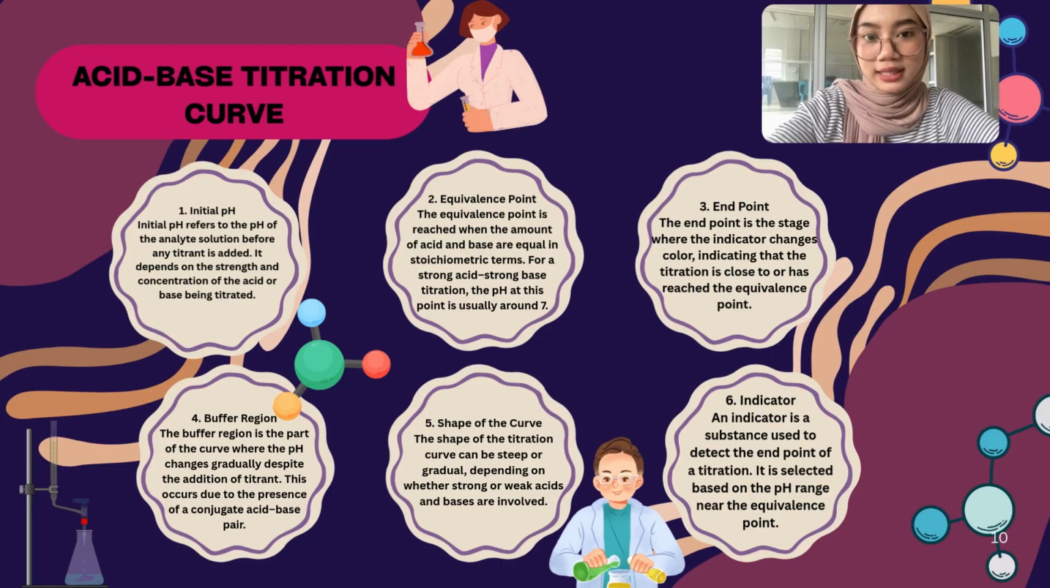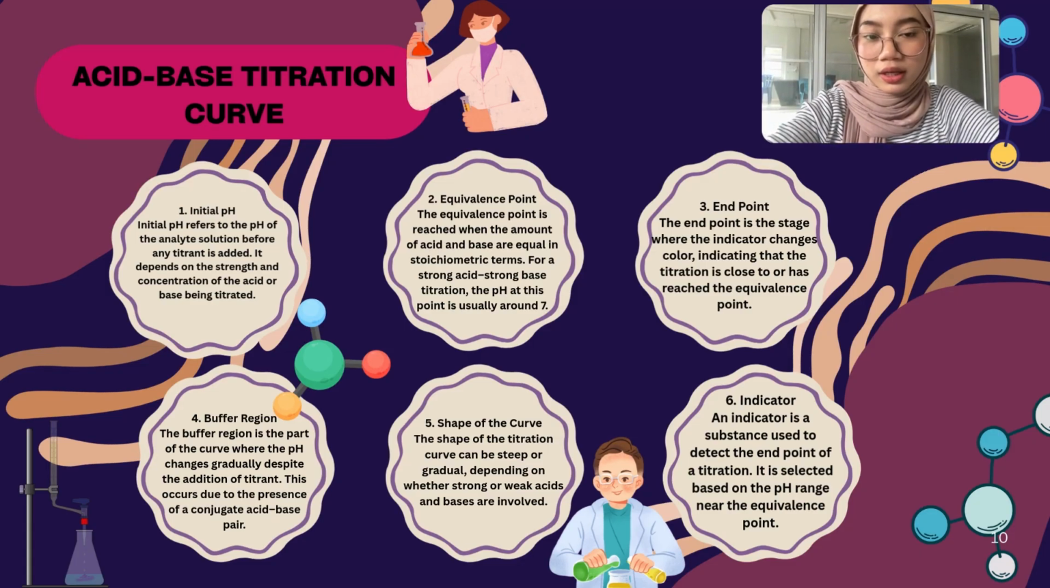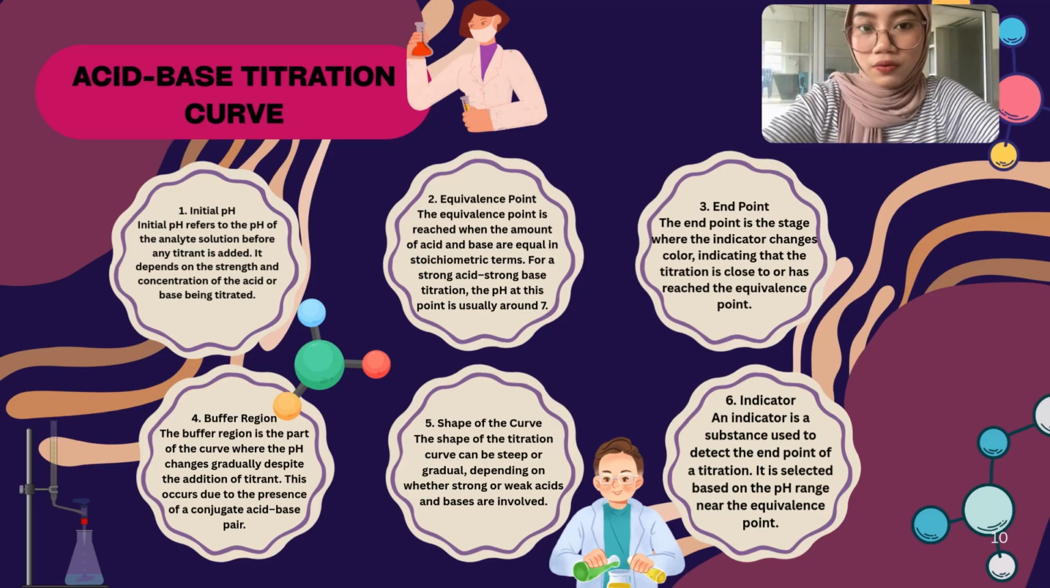For a strong acid, strong base titration, the pH at this point is usually around 7. Third, the end point. The end point is the stage where the indicator changes color. This change indicates that the titration has reached or is very close to the equivalence point. Fourth, the buffer region is the part of the curve where the pH changes gradually even when more titrant is added. This happens due to the presence of a conjugate acid-base pair.